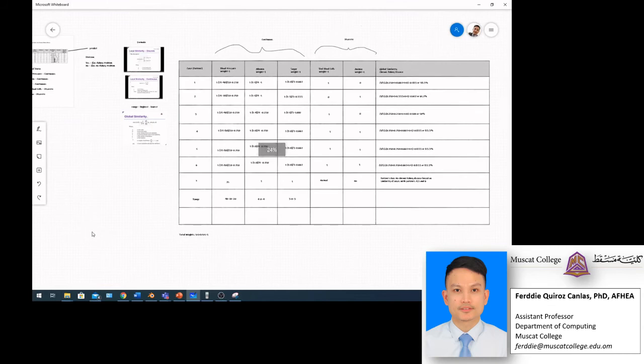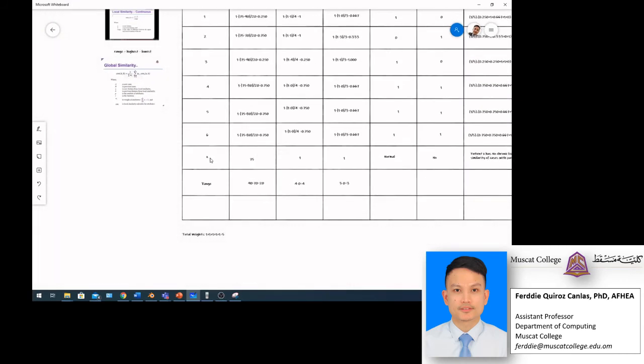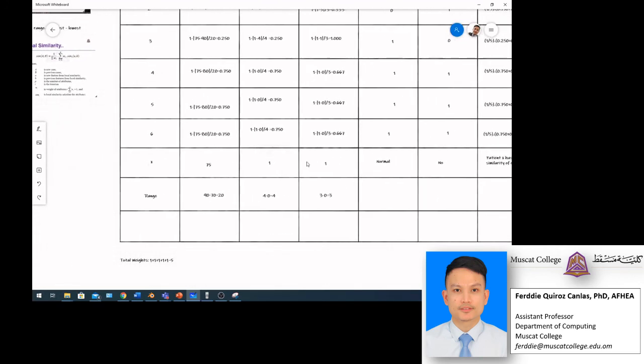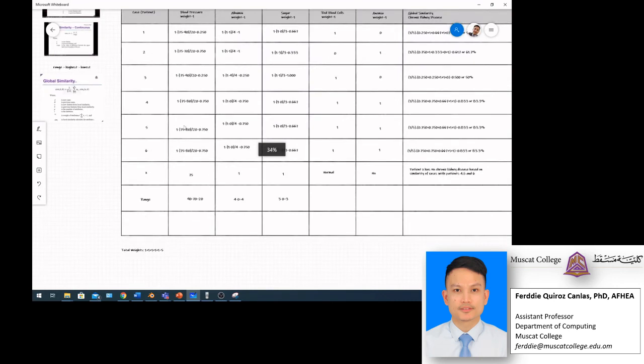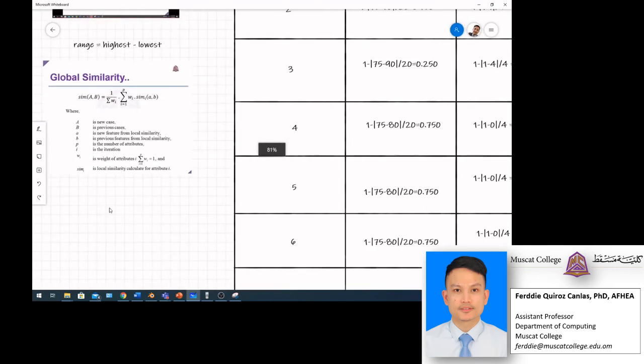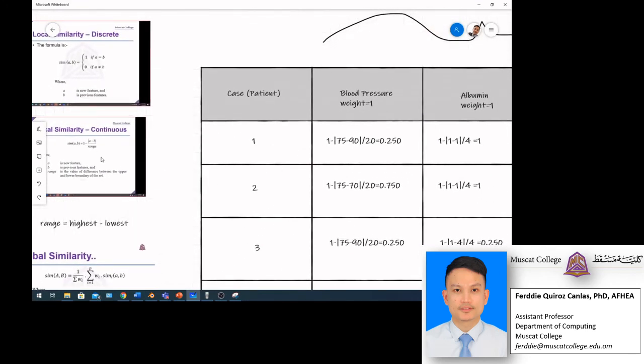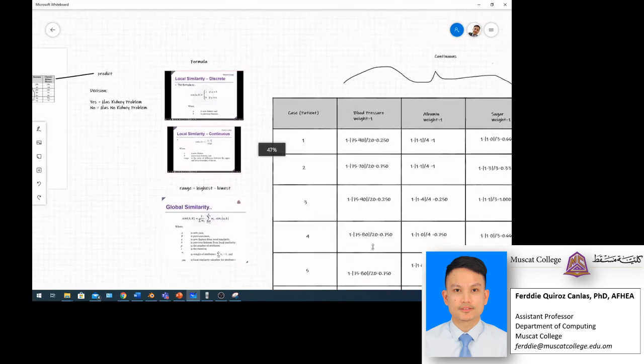All you have to do is maintain a feature table like this, write the new case at the bottom of the table like this, okay, and then calculate the range at the bottom like what we have done earlier, and then do the calculation. So write the formula. If you're working with continuous, then you have to write the formula for continuous here: 1 minus the new, minus the old, over the range, which is here at the bottom.